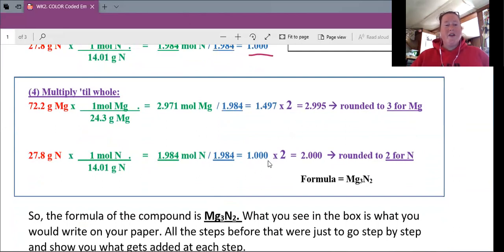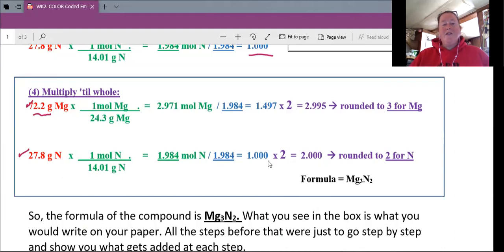So for the question, what is the empirical formula for a compound that is made of 72.2% magnesium and 27.8% nitrogen? This is the full solution for how to get the empirical formula. So let's just go through the steps. Percent to mass, we assumed 100 grams, which made us put that same number with the grams unit after it. Mass to moles, we converted to moles using the mole conversion from our mole roadmap.